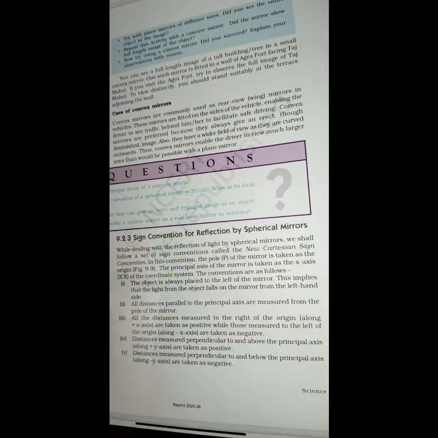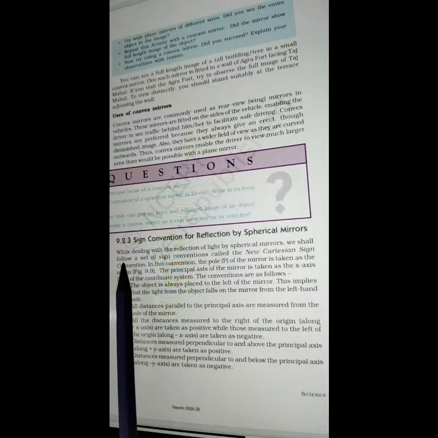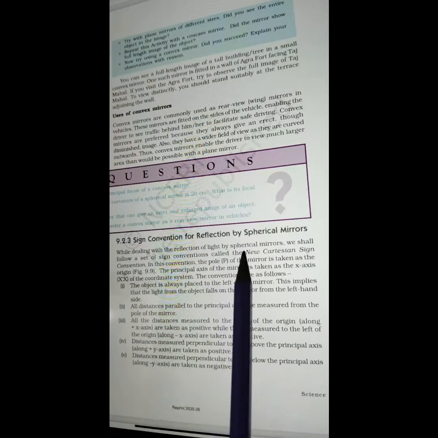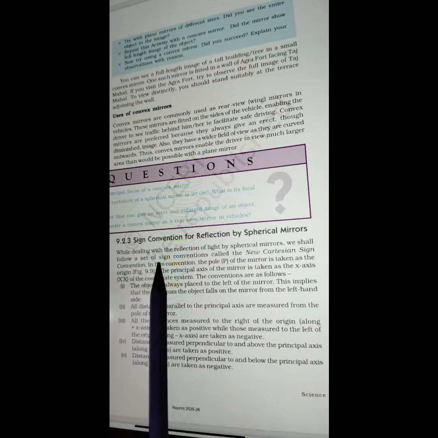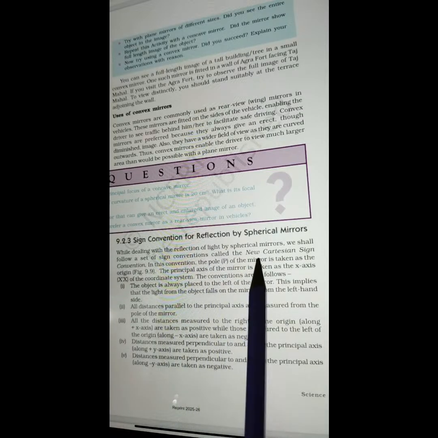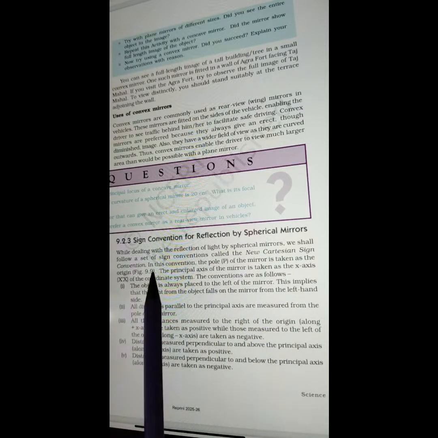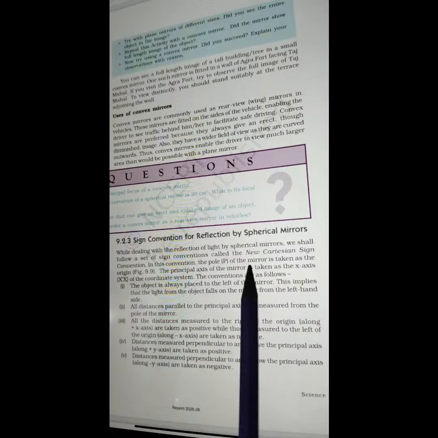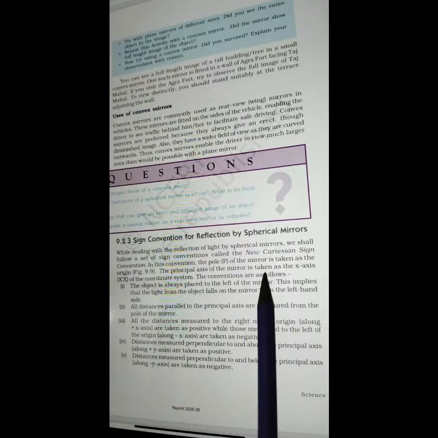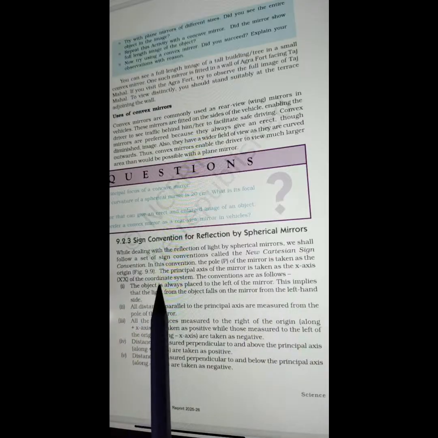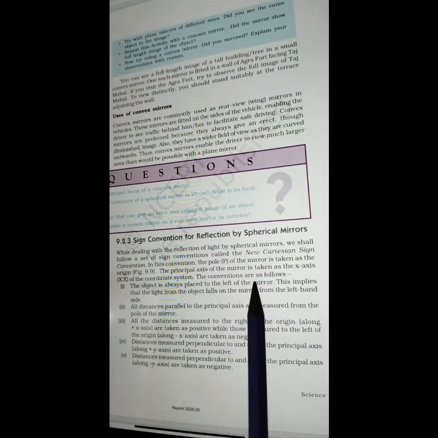9.2.3 Sign convention for reflection by spherical mirrors. While dealing with the reflection of light by spherical mirrors, we shall follow a set of sign conventions called the New Cartesian sign convention. In this convention, the pole of the mirror is taken as the origin. The principal axis of the mirror is taken as the x-axis of the coordinate system. The conventions are as follows.